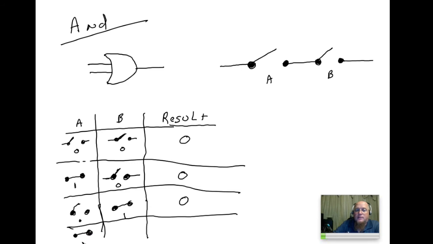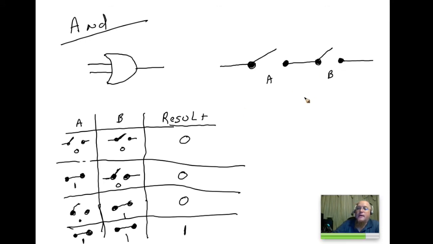And then, if A is on, or the bridge is down, and B is 1, or the bridge is down, if A is down and B is down, then I'm able to cross A and B, and so I am now able to get across.